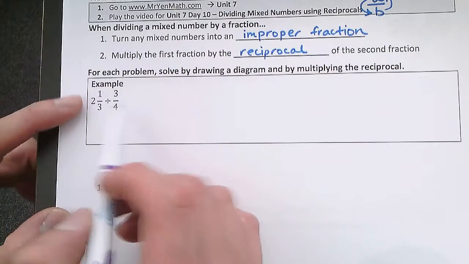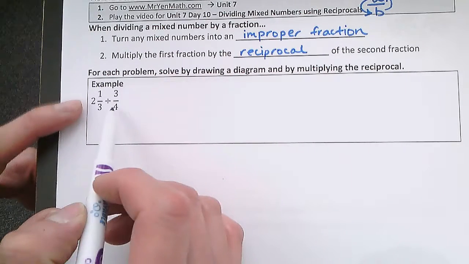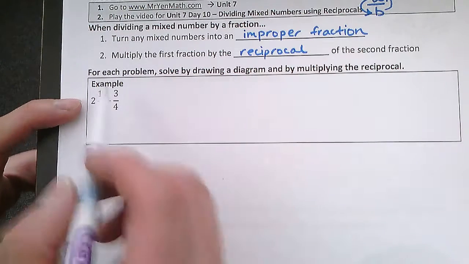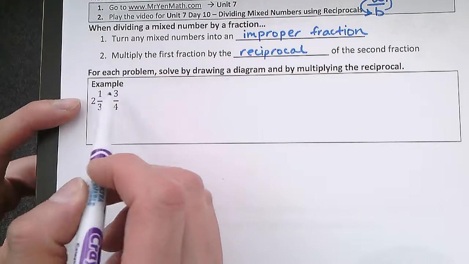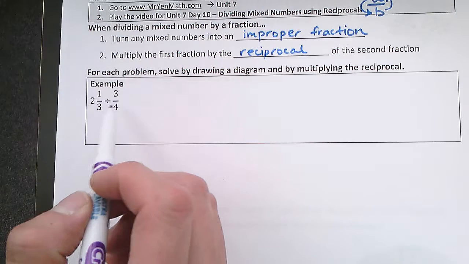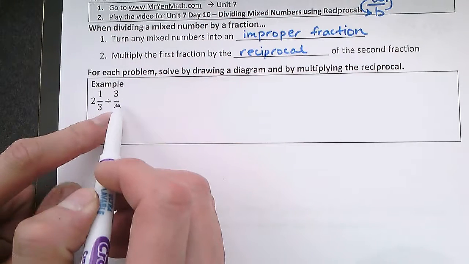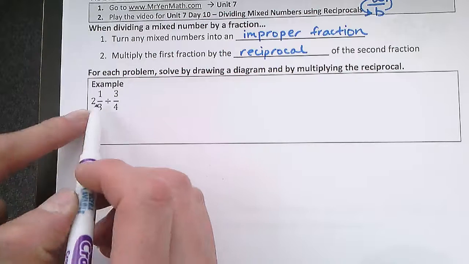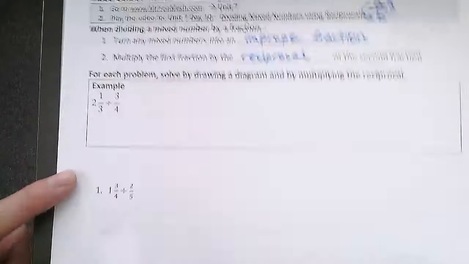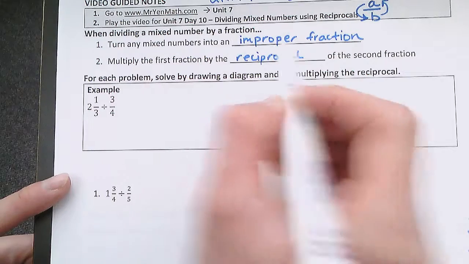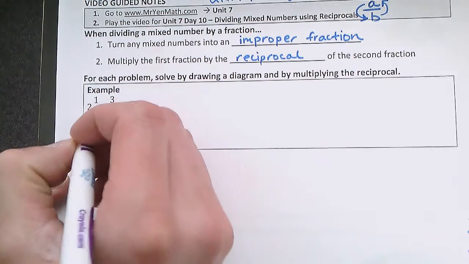So let's take a look at this problem here. It was asking us to divide 2 1/3 by 3/4. So what this is asking us is how many sections of 3/4 are there in 2 1/3? So step number 1 is turn any of the mixed numbers into improper fractions. So let's do that right here.